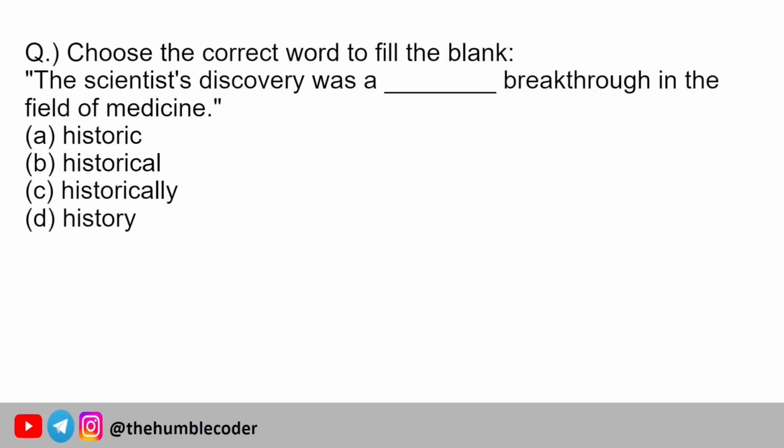Choose the correct word and fill in the blank. The question is, the scientist's discovery was a dash breakthrough in the field of medicine. The options that we have are historical, historically, and history. Now this question is from the topic called word usage in context. So let's see which word will fit in this blank. The scientist's discovery was a historic breakthrough in the field of medicine. Yes, this seems to be logical and correct also. Let's see the remaining: historical, historically, and history don't seem to fit in this context. So the correct answer is option number A.